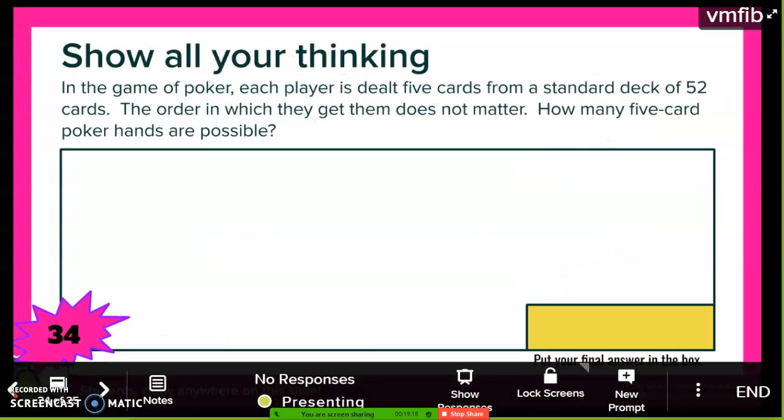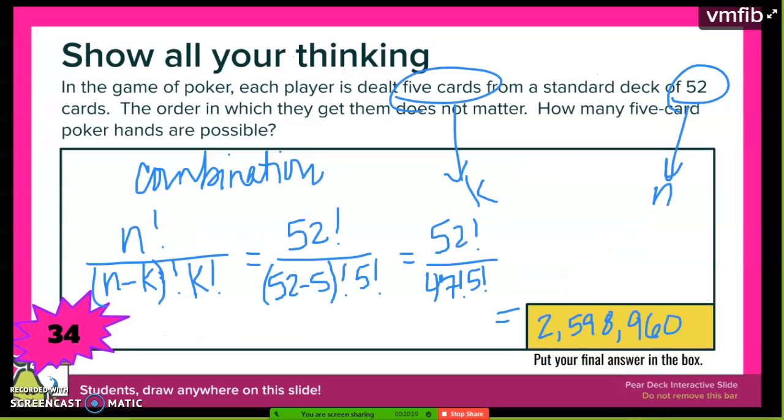Last one. And this is another basic combination. You're just going to use your combination formula. Again, remember to put the bottom in parentheses if you're entering it into a calculator without a fraction bar.